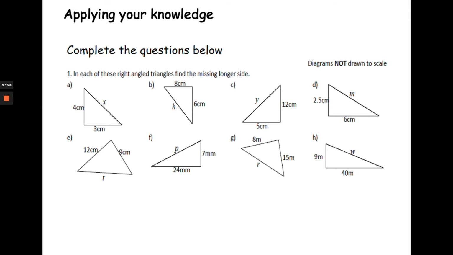And here are some more to try. Can you try A, B, C, and D? In fact, can you try them all? So pause the screen for 10-15 minutes and try them all, please.